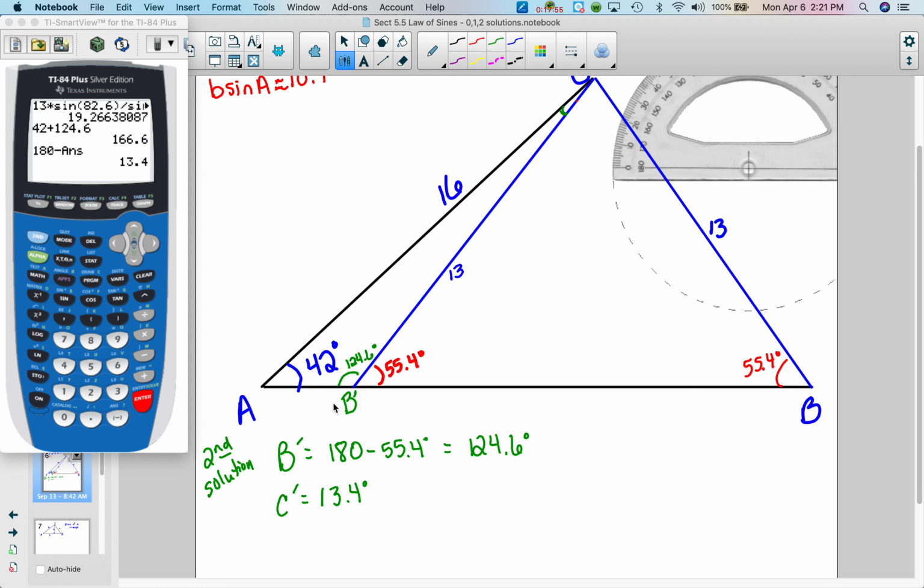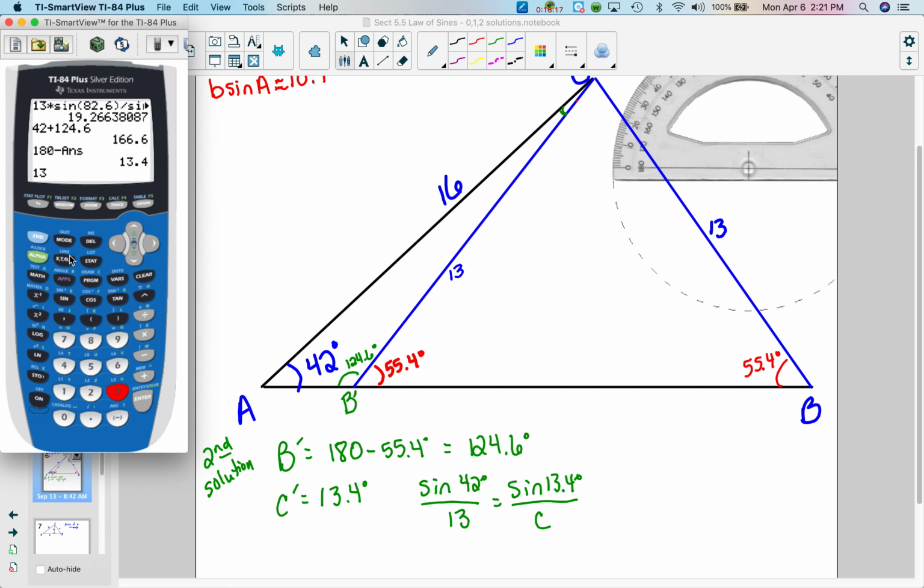So what's left? I'm missing side C, but I have to use it with my new angle. So I'm going to take sine 42 over 13, that's sine A over A, equals sine 13.4 over side C. And I'm going to solve for that. So I get 13 sine 13.4 divided by sine 42.